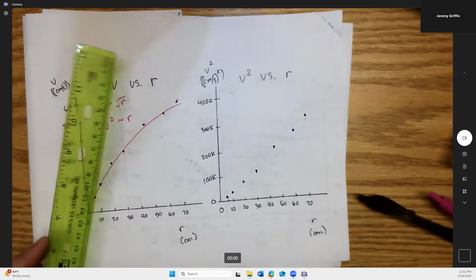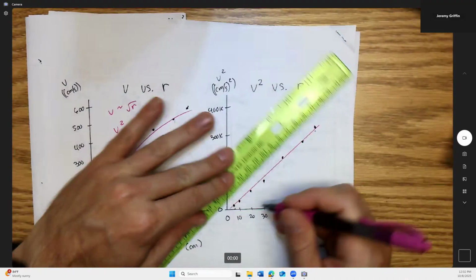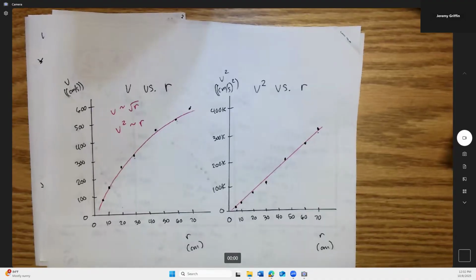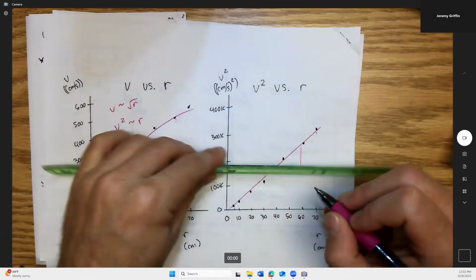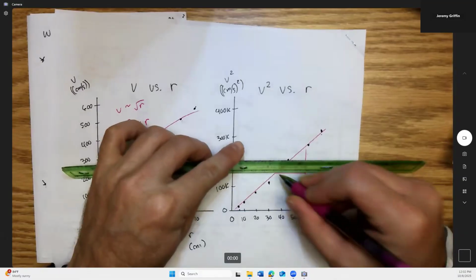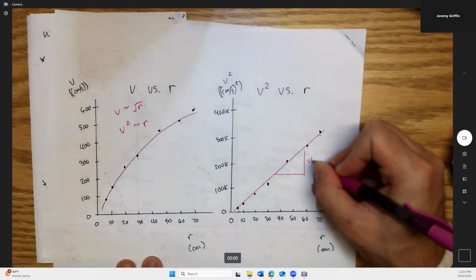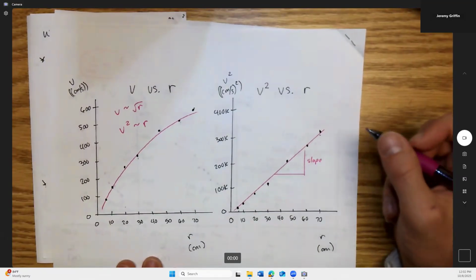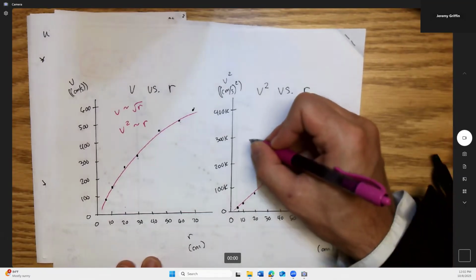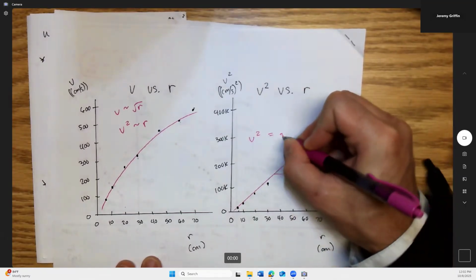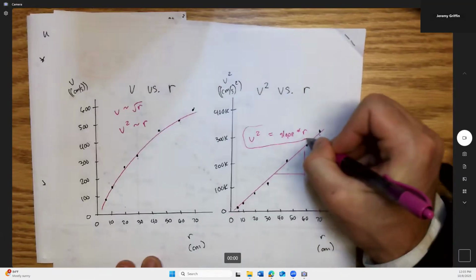Oh yeah! Look at that! That is a straight line. You could pick two points on the line, do rise over run, and get a slope. Guys, you can calculate a slope, right? Rise over run. If I put points in there, can you say v squared equals whatever the slope is times the radius? That could be an exact equation, couldn't it?